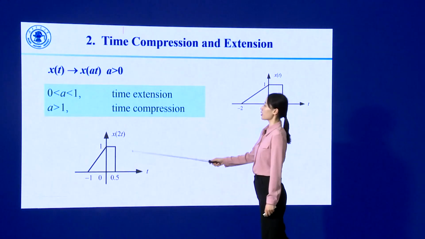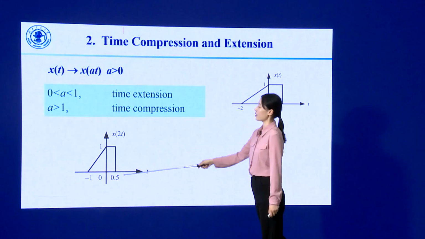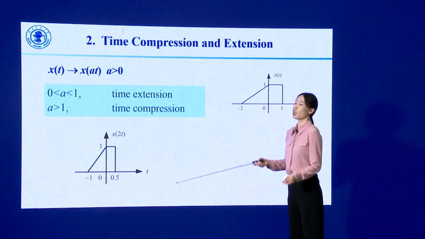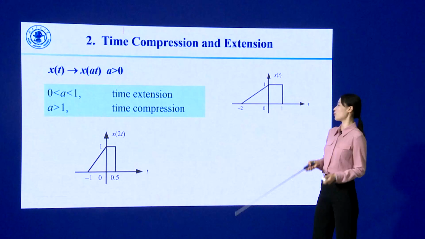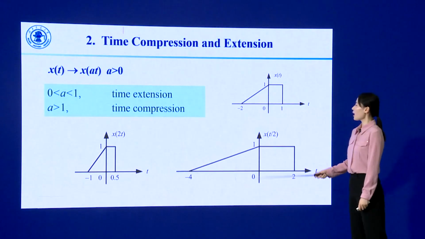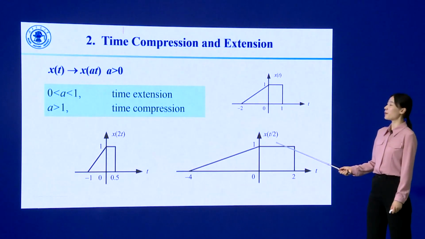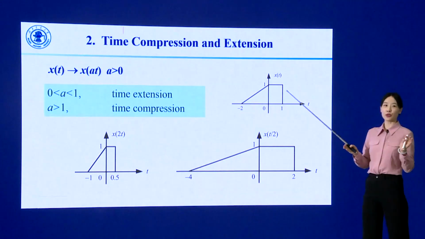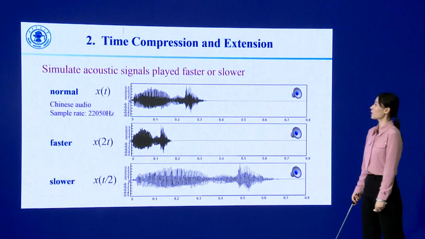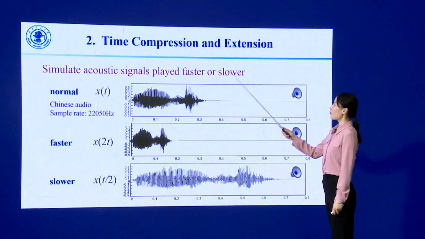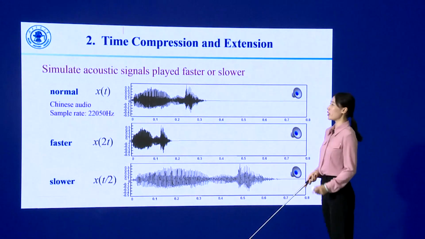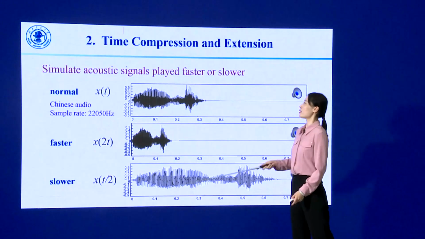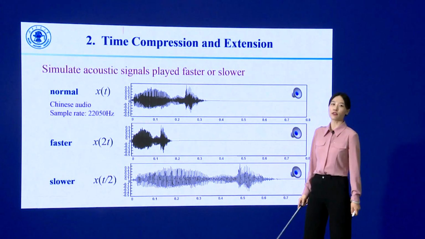x(2t) can be obtained as this figure, that is, compress this signal by 2 times. x(t/2) can be obtained by extending this signal by 2 times. The time compression and extension operation can simulate the signals played faster or slower.